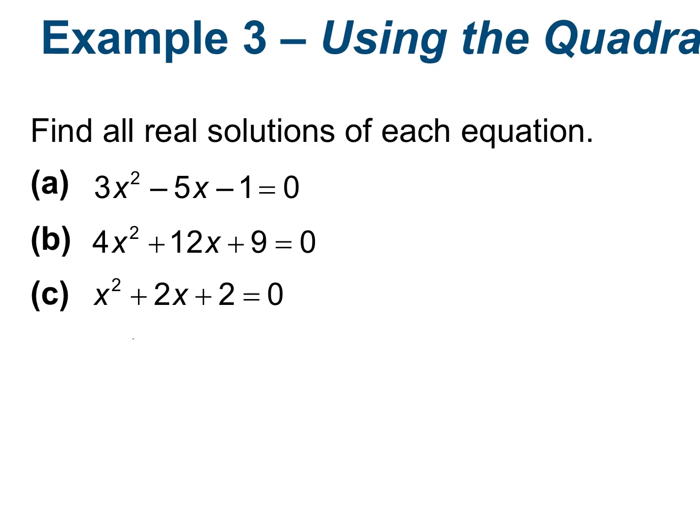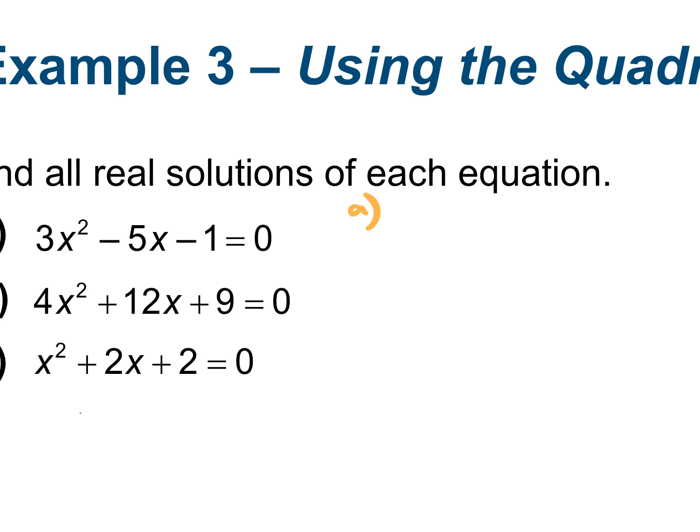So looking at number A. Example 3A. We're going to use our quadratic formula, so I'm going to write it on the top. For us, our quadratic formula is x equals negative b plus or minus the square root of what? B squared minus 4ac over 2a. Awesome. So in A, what's our A? 3. What's our B? Negative 5. And what's C? Negative 1. Perfect. Let's plug it in.